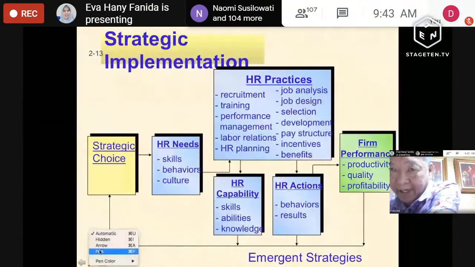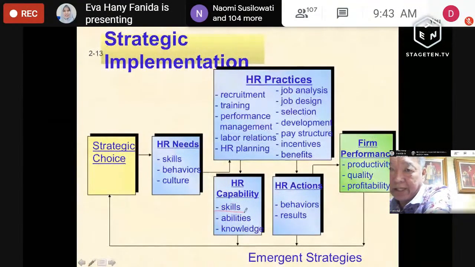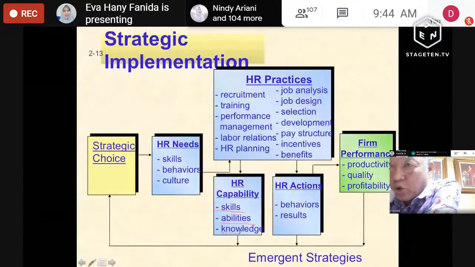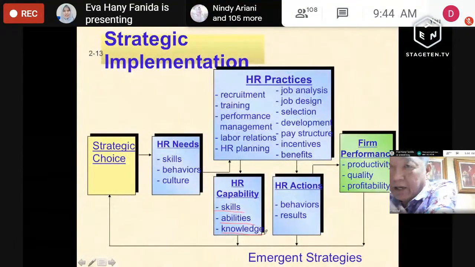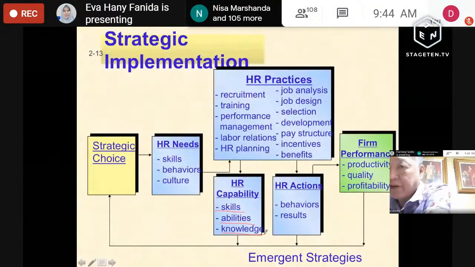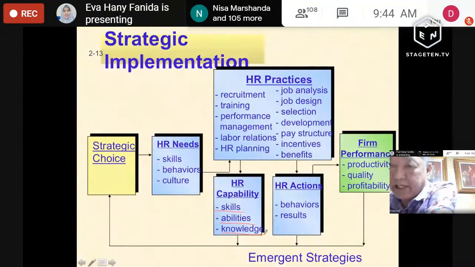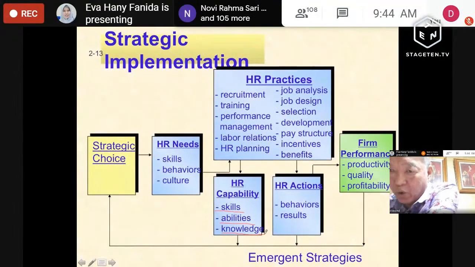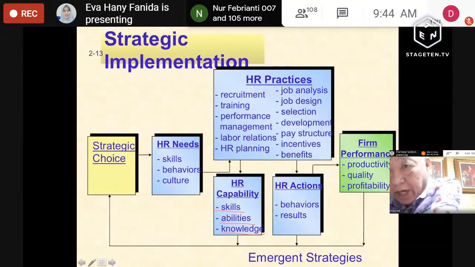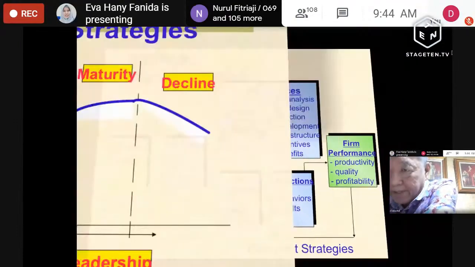You can see, because you keep in mind what kind of human resource needs you want to have, then after you go through the process of HR practices, you will get the people who have skill, who have ability, and who have knowledge. So this characteristic belongs to the individual person. Okay.